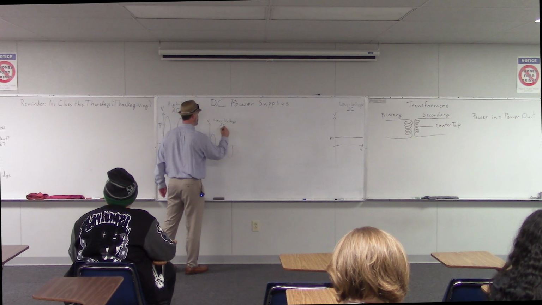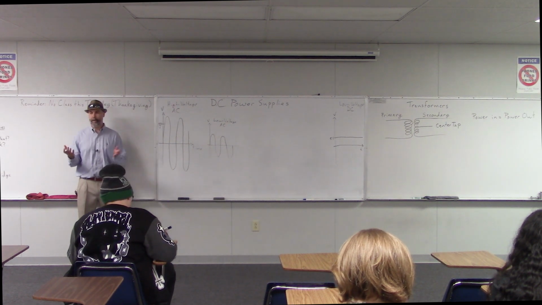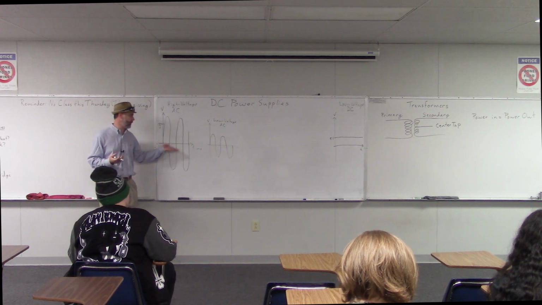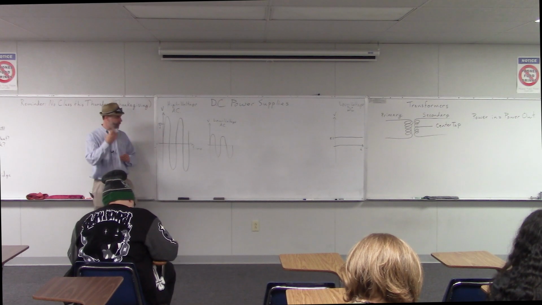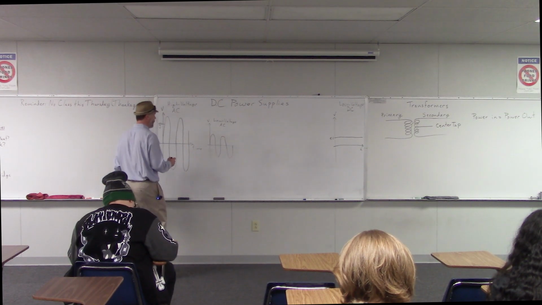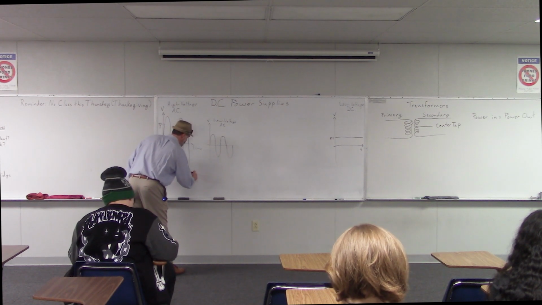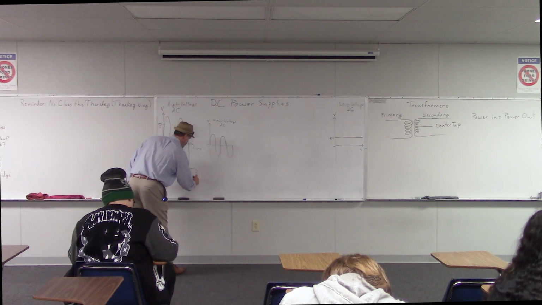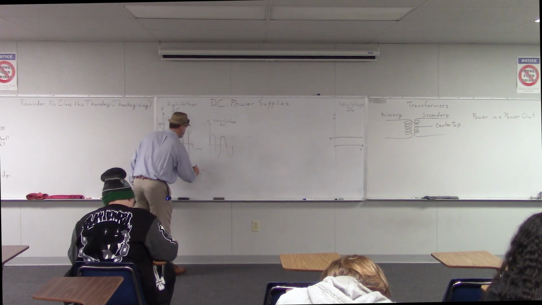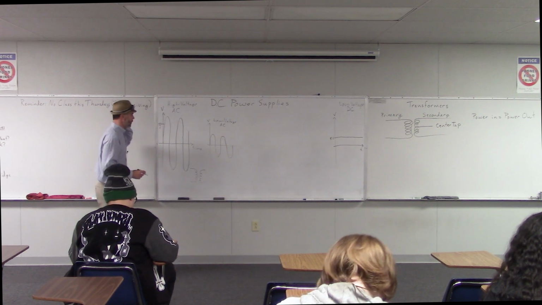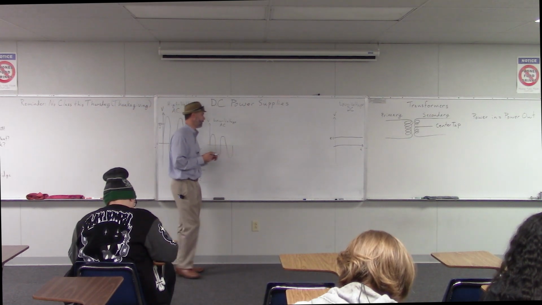AC signal. And do we know of a device that can take a high voltage AC signal and turn it into a low voltage AC signal? Yeah. Transformer, exactly. So that's what the first part of a DC power supply is. It's a transformer. All right, so the transformer takes the high voltage AC signal, turns it into a low voltage AC signal.